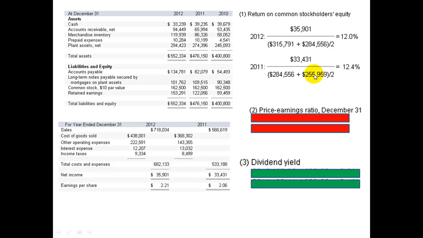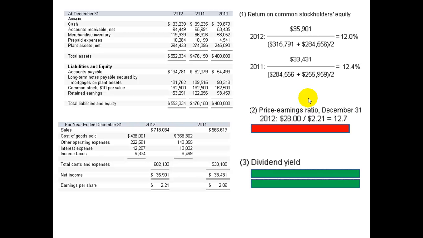So you have the beginning of 2011, the end of 2011, add them together, divide by 2, then divide that into the 2011 net income, and you get return on common stockholders' equity for 2011 of 12.4%. So it looks like these are pretty close, although the trend is going down a little bit. Let's look at price-earnings ratio.